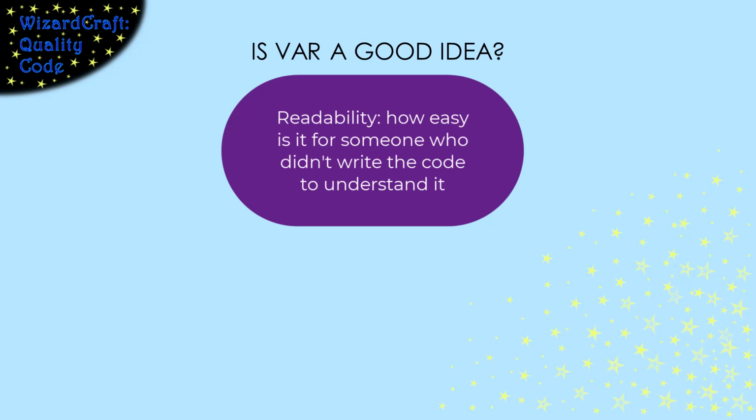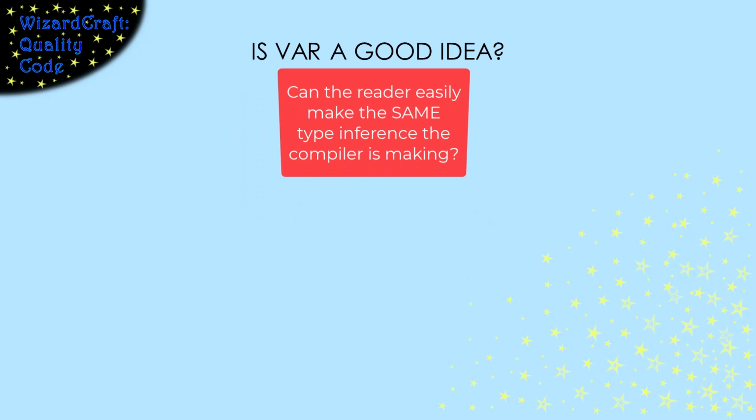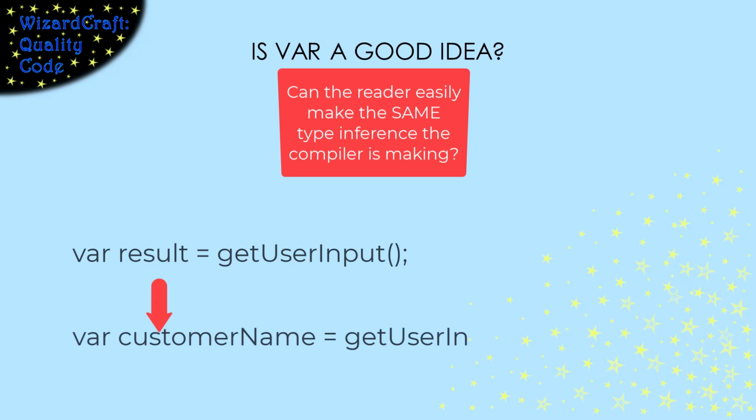Code gets read much more often than it gets written, and it needs to be readable by engineers who did not write it. So the thing we have to worry about is, can the reader infer the type easily and correctly? Well, the most obvious thing that gives a clue to the variable's type is the variable's name. For example, if this is my declaration, I'm not sure what exactly is in result. However, if I rename it customerName, it's pretty easy to infer that it's a string.